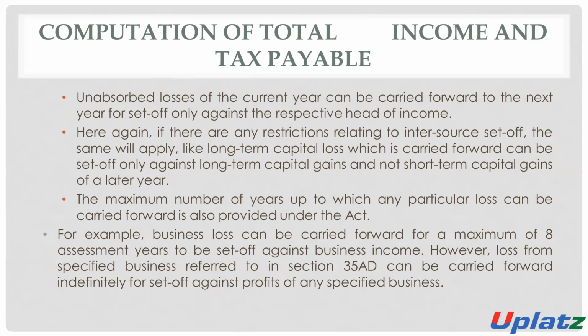For example, the business loss can be carried forward for a maximum of 8 years, and it can be adjusted against the business income. So the loss from a specific business can be set off only against the income from a specific business. Means the loss of a specific business which is specified under section 35AD can be adjusted only with the income of a specific business.